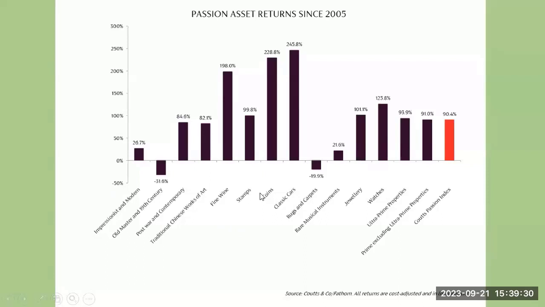Stamps, coins. There was a student in this class who was a coin collector. I see him on Facebook. He gets all excited about finding a coin. That's possible. Classic cars. I don't know anything about that. Rugs and carpets, musical instruments, jewelry, watches, prime properties. And then their index, it's up 90% since 2005, but I don't know what year it goes through. I found this twice, and it was the exact same chart twice, 3 years later, so they haven't updated this in a while. 90% sounds like a good return, but it's not annualized. If that's over 20 years, that's like 4% or 4.5% a year. So I don't know what period it is.